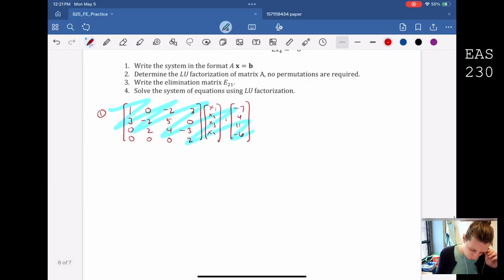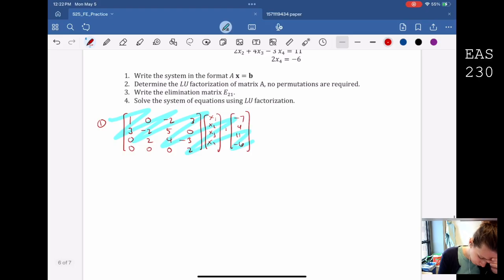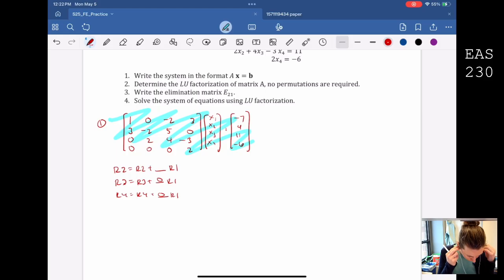Determine the LU factorization of matrix A. No permutations are required. Okay, so I don't need a P matrix. So I just need to do my row operations using only elimination to get to REF for my A matrix. So I need to get that 3 as 0. And I can only do it by saying row 2 equals row 2 plus some multiple of row 1. And then the zeros below that. So row 3 equals row 3 plus some multiple of row 1. That's going to be 0. And row 4 equals row 4 plus some multiple of row 1. That one's also 0. So this one is going to be negative 3.